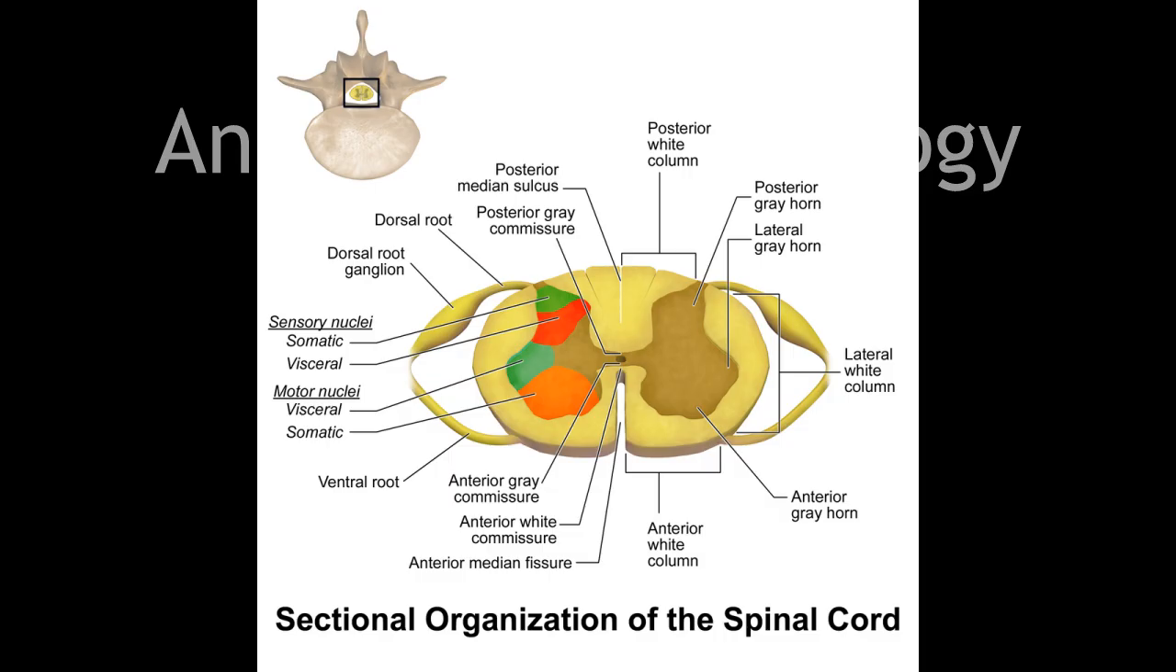And you can even orient yourself based on this gray matter butterfly. You can find the anterior gray horn, which will tell you the front of the organism, and the posterior gray horn, which will tell you the back of the organism, and that'll allow you to find the dorsal root of a nerve. And if you find the anterior gray horn, you'll be able to find the ventral root of a nerve.